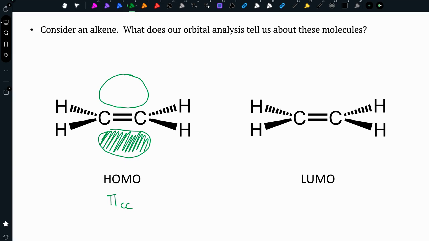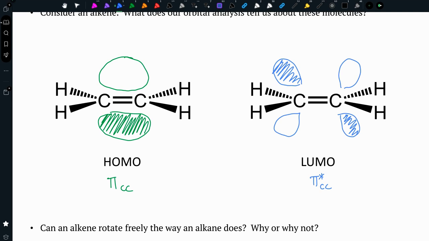And then the LUMO would be pi star CC. And remember, a pi star orbital is going to look sort of like a clover leaf, but separated. And since these are both carbon atoms, it's going to be symmetrical. And even if I didn't draw it perfectly, those lobes should be the same size on both carbon atoms. So if these are going to accept electrons, those would go into pi star CC.